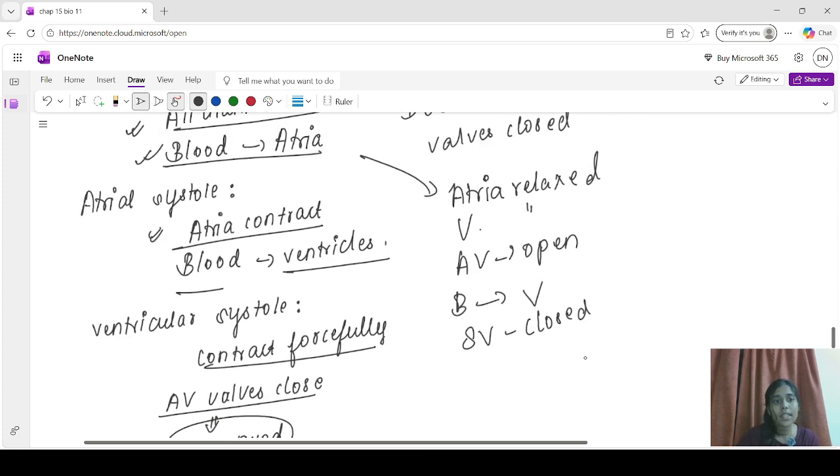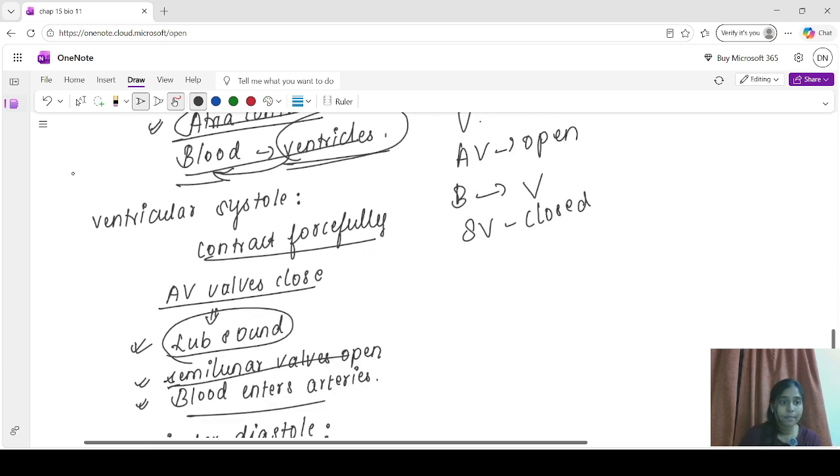And now comes the atrial systole. What happens in the atrial systole? I have mentioned here, the atria will get contracted. The remaining blood is pushed into the ventricles and the ventricles will become completely filled with blood. After this, the atria will be relaxed.